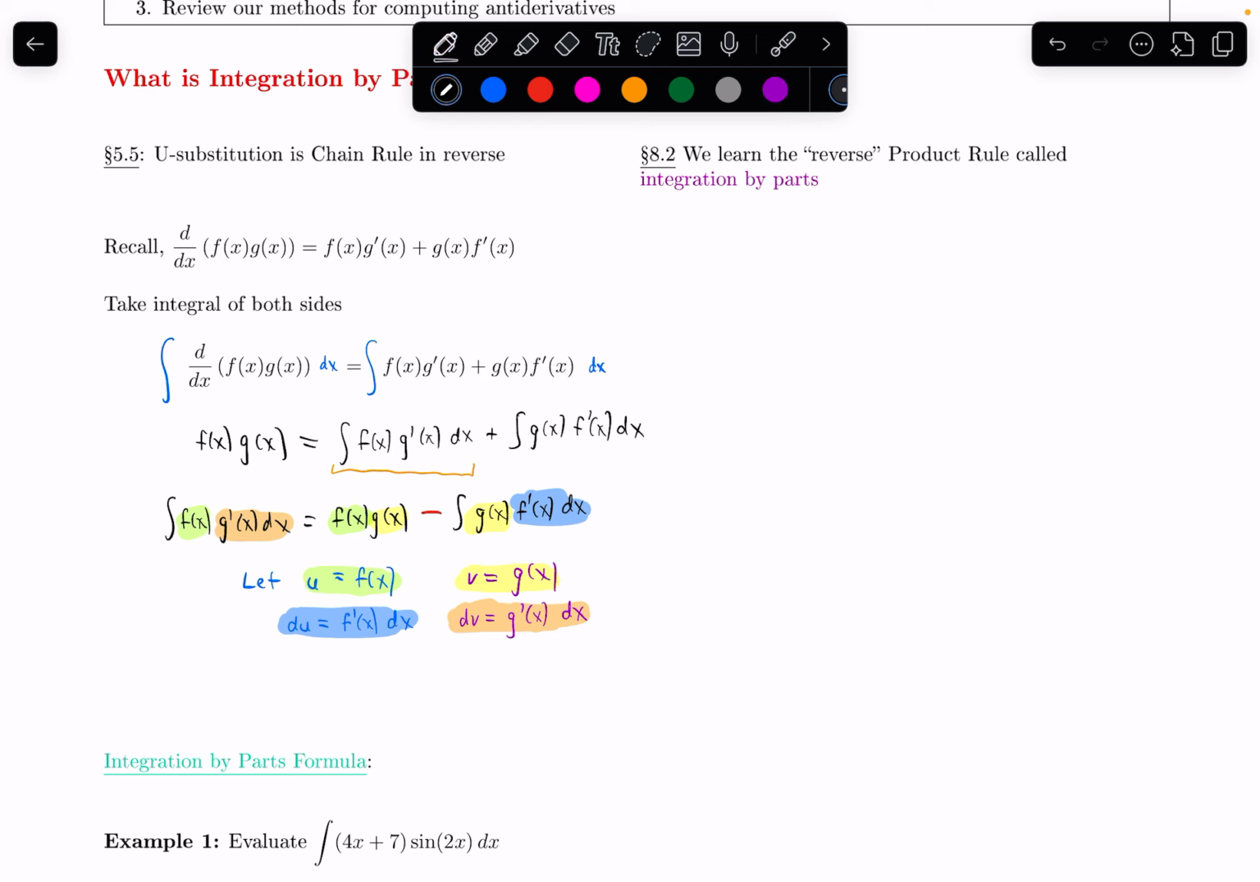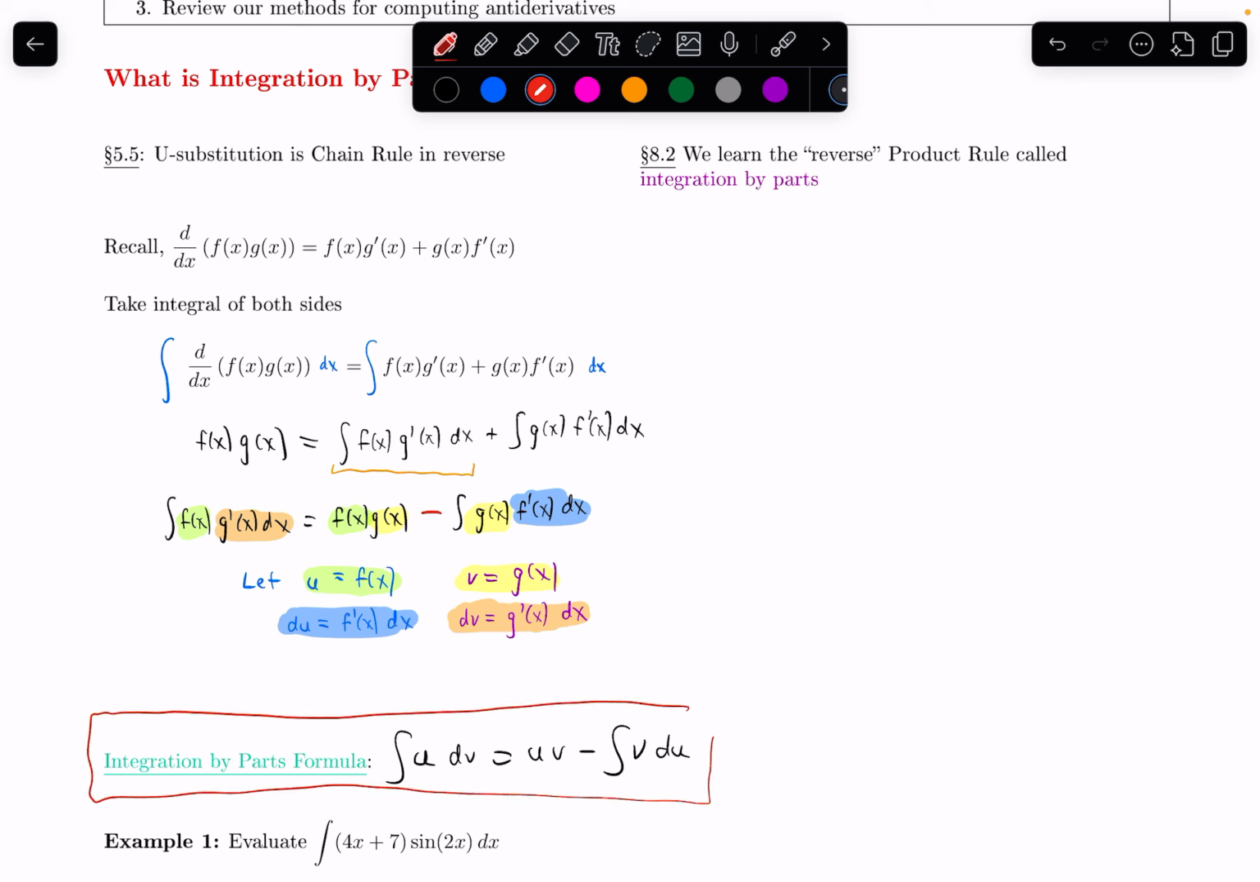So now if I replace the highlighted parts with these new variables, I get the following formula. The left-hand side becomes the integral of f(x), which is u, times g'(x) dx, which is dv. So ∫ u dv equals f(x) times g(x), well that's u times v, minus the integral of g(x), which is v, and then the blue part is du. Okay, so I have this formula. This is called my integration by parts formula.